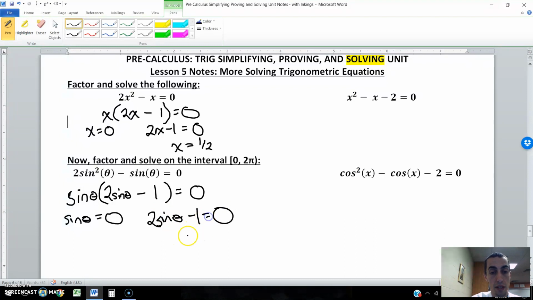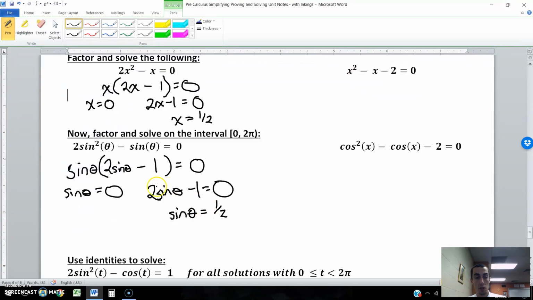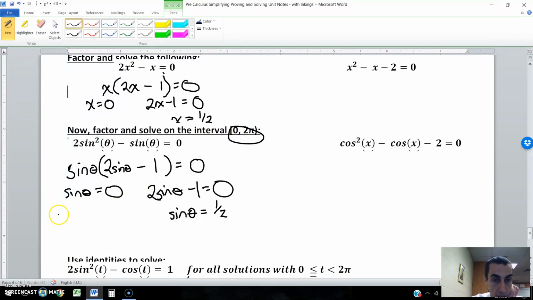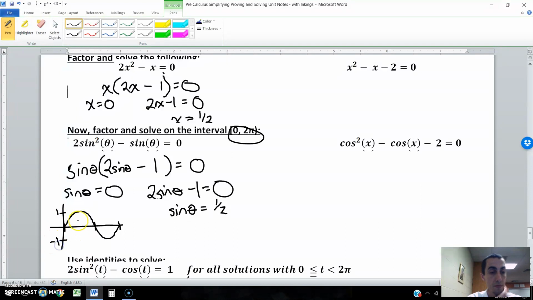Add 1, divide by 2, and we get that sine of theta is 1/2, or 0. So then we have to ask ourselves, what is the angle? So we're solving on this interval 0 to 2 pi. And so I look at a sine graph from 0 to 2 pi. 2 pi is here, pi is here, 0 is here. Goes up to 1, goes down to -1. So then, what angles have this sine value?